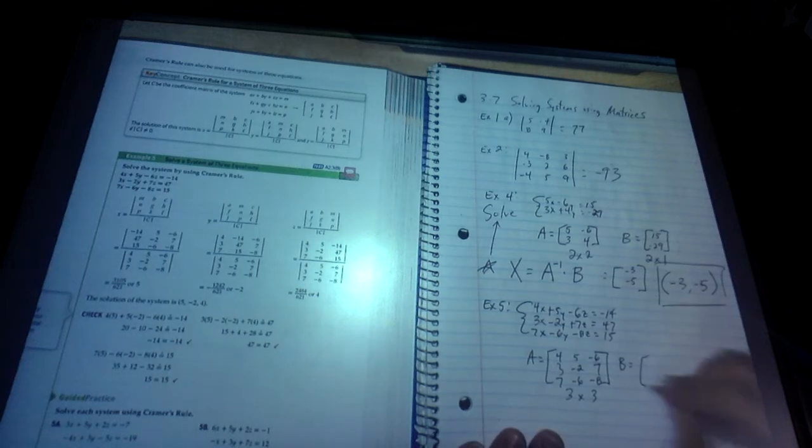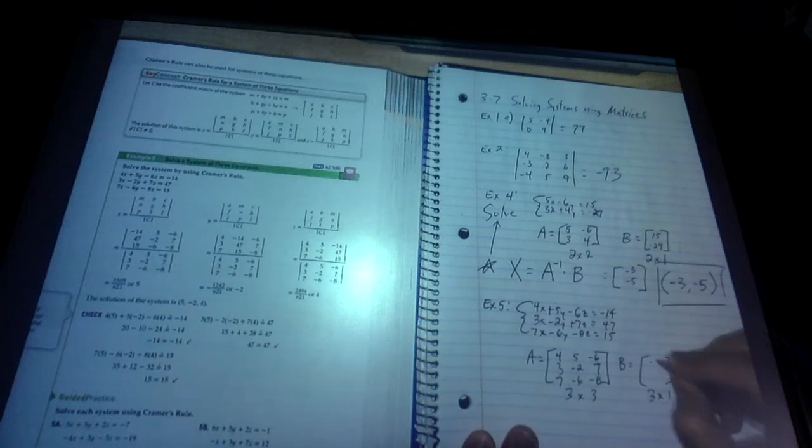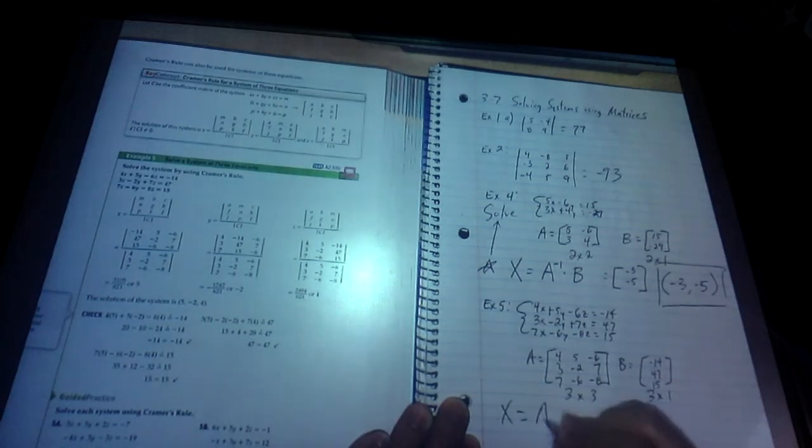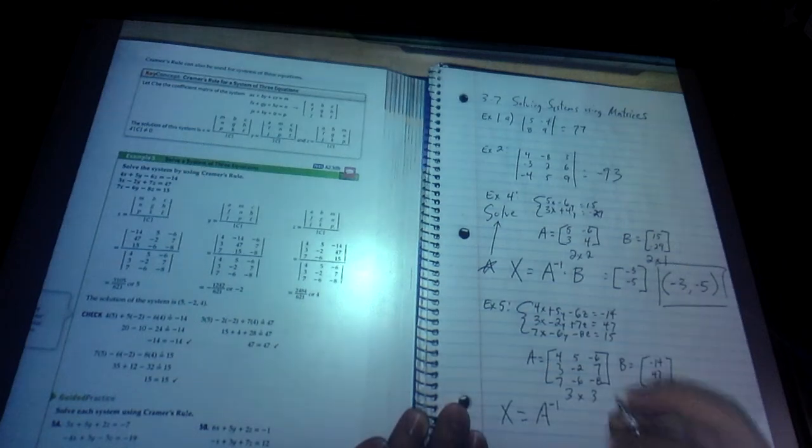All right, what matrix B is, in this instance, there are 3 answers. There's only going to be 1 column. So 3 rows by 1 column. Put them in. So I've got negative 14, 47, and 15 are my 3 answers. Now, when we go do our formula, X equals matrix A, I take the inverse of it, I multiply it by matrix B. So let's go put them in and see it.